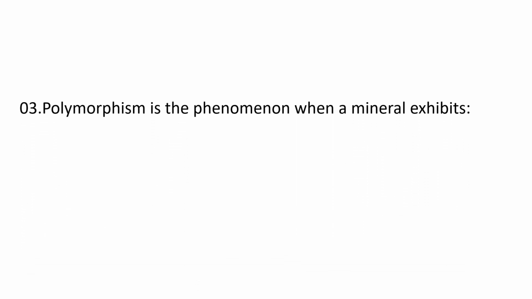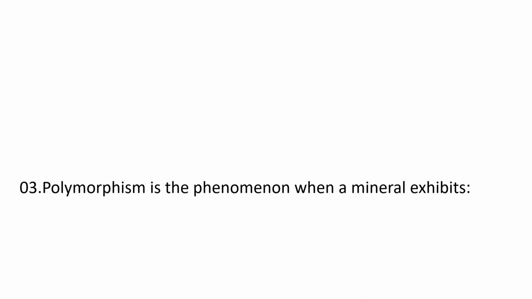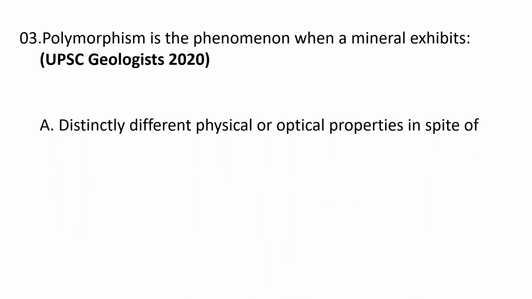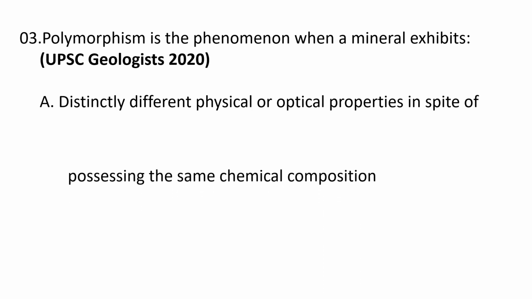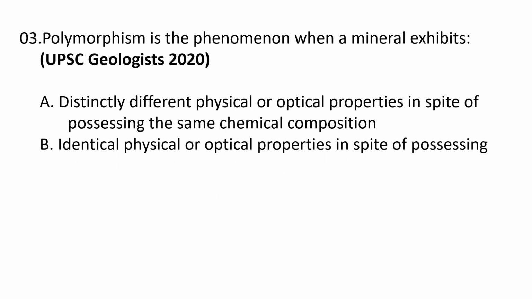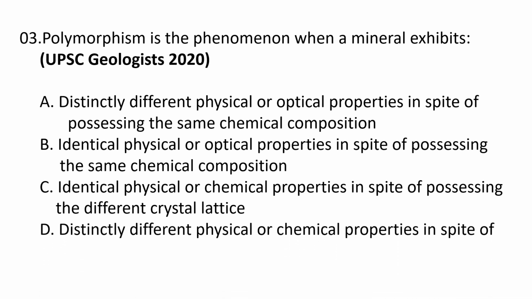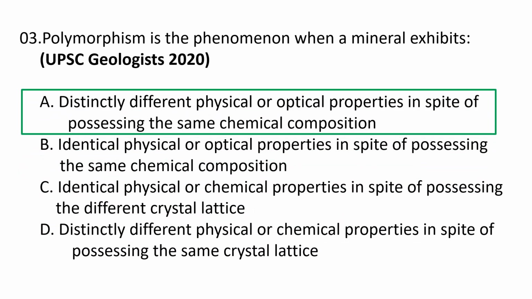Third question, polymorphism is the phenomenon when a mineral exhibits. Choices are A, distinctly different physical or optical properties in spite of possessing the same chemical composition, and B, identical physical or optical properties in spite of possessing the same chemical composition, and C, identical physical or chemical properties in spite of possessing the different crystal lattice, and D, distinctly different physical or chemical properties in spite of possessing the same crystal lattice. The correct answer is A, distinctly different physical or optical properties in spite of possessing the same chemical composition. This is known as polymorphism.